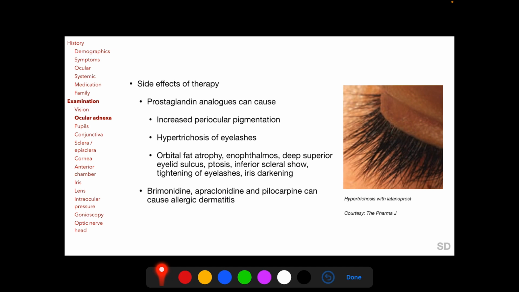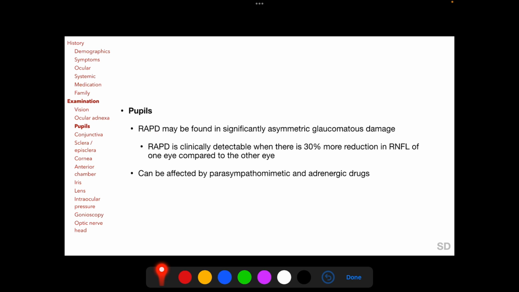Brimonidine, apraclonidine, and pilocarpine are prone to cause allergic dermatitis, in which situation we will find thickening of the eyelid and periocular skin. RAPD may be found in significantly asymmetric glaucomatous damage, and it has been found that RAPD is clinically detectable when there is a 30% or more reduction in RNFL thickness of one eye as compared to that of the other eye. Size of the pupils can also be affected by parasympathomimetic and adrenergic drugs.